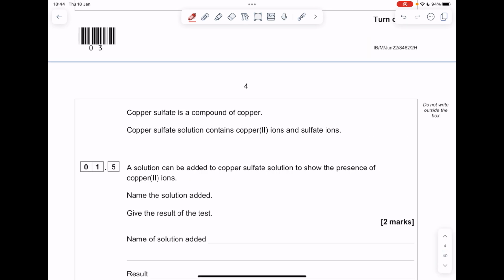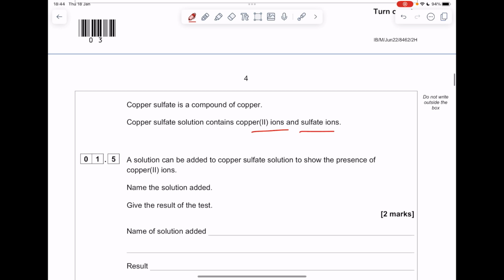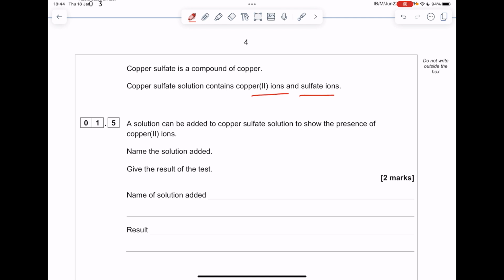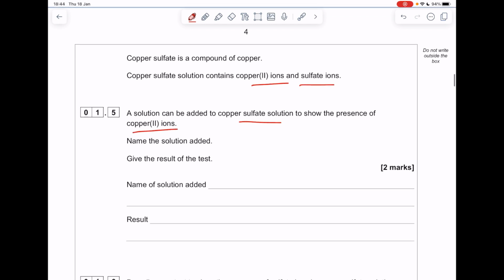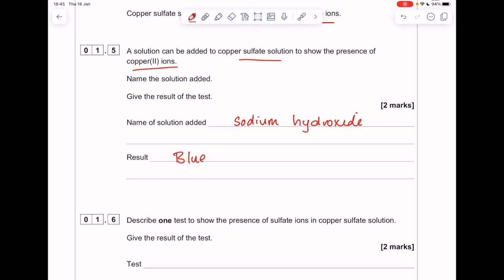Copper sulfate is a compound of copper. Copper sulfate solution contains copper 2 ions and sulfate ions. I can feel a chemical test question coming on. A solution can be added to copper sulfate solution to show the presence of copper 2 ions. Name the solution, give the result. Okay, the solution is sodium hydroxide and it's a precipitation reaction, which if you have copper 2 ions, you'll get a blue precipitate.